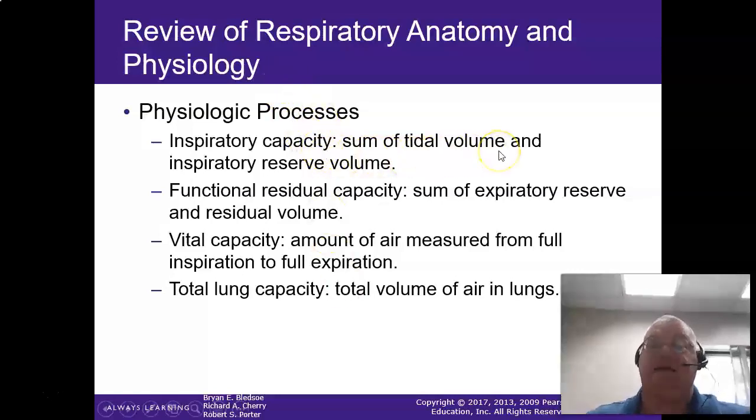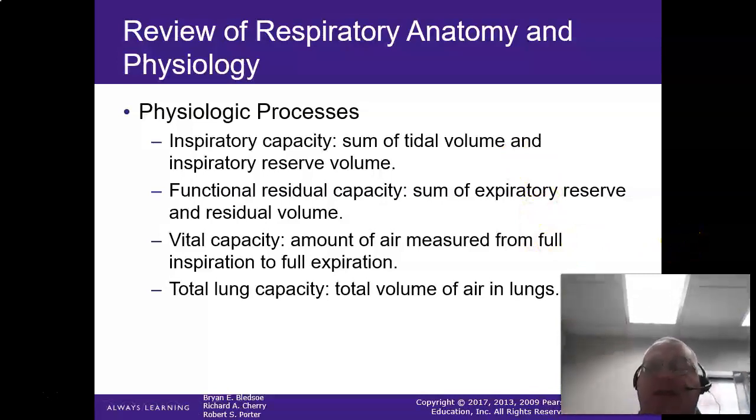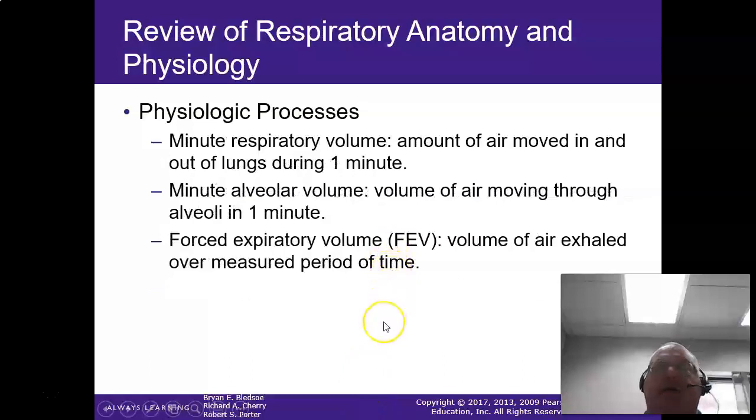Inspiratory capacity, again, is the sum of the tidal volume and the inspiratory reserve volume. Again, these are all measurements that we talked about with the ventilators, okay? Vital capacity is the amount of air that's measured in a full inspiration, and total lung capacity is the total volume of the air that's in the lungs at any one time. The reason that you're going to see VC and TC a lot on your ventilators, okay? So you got to watch out for these guys.